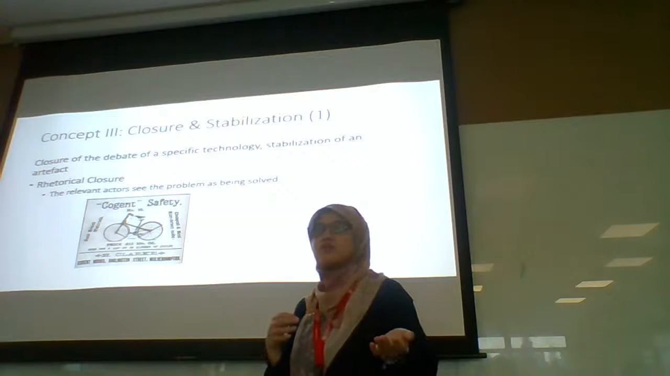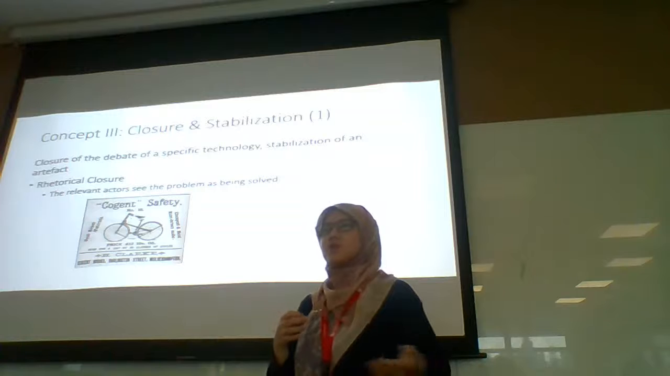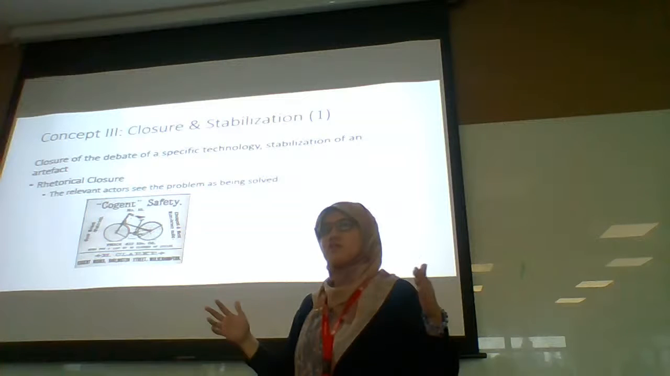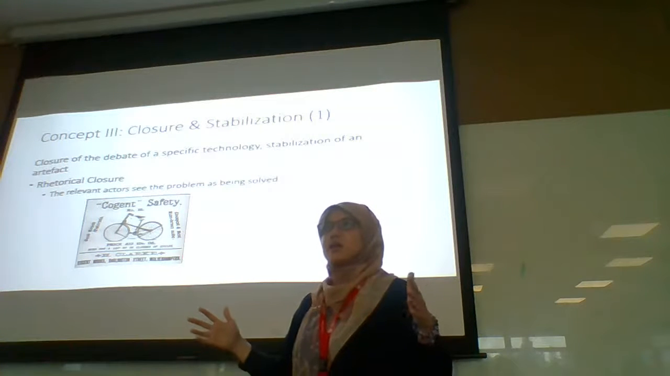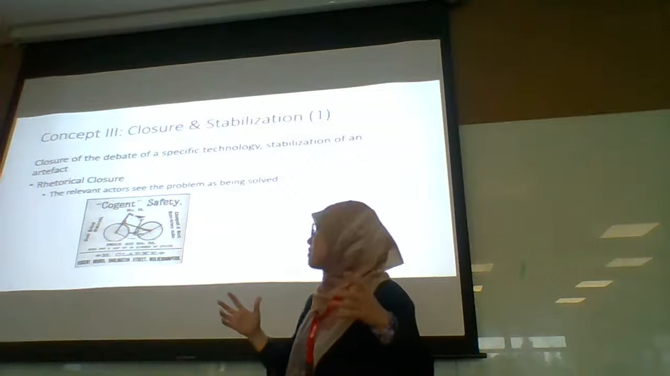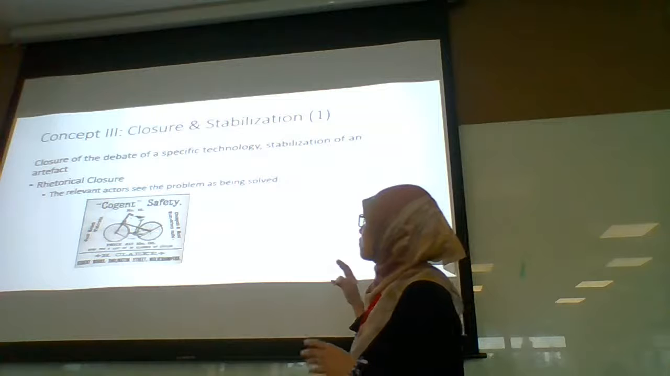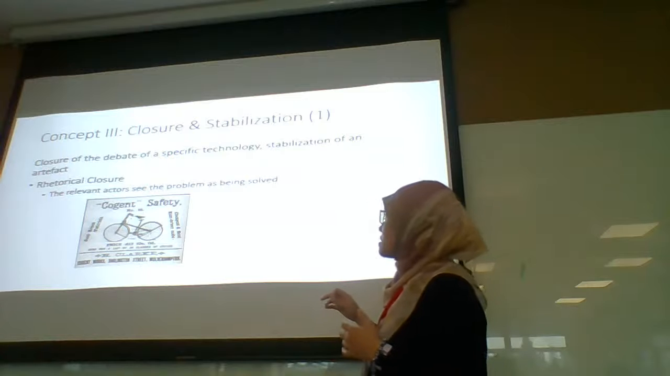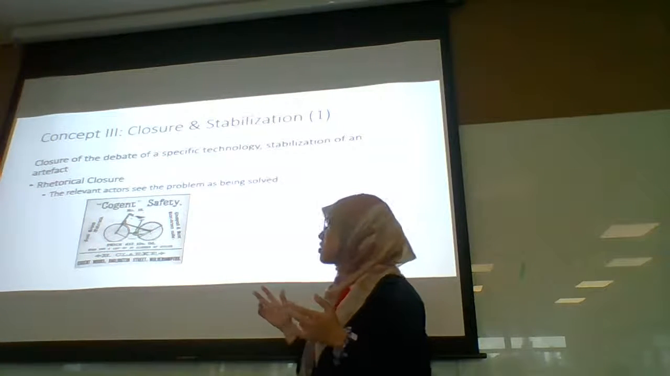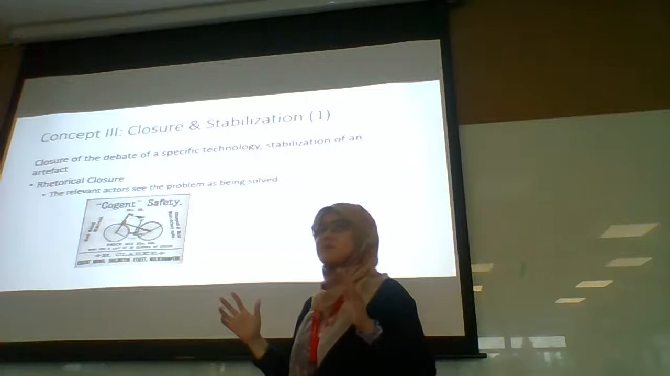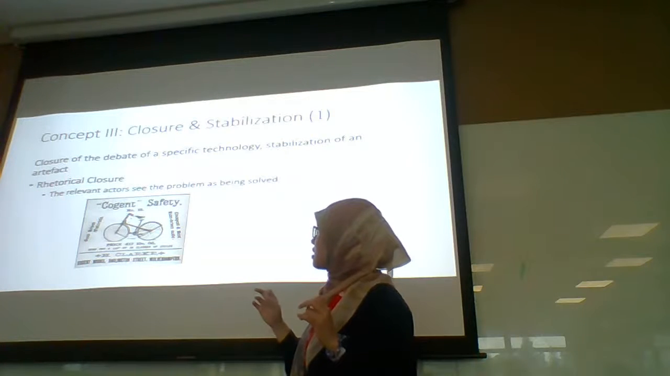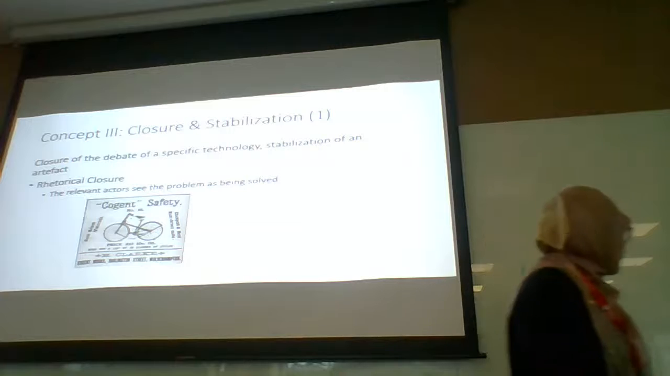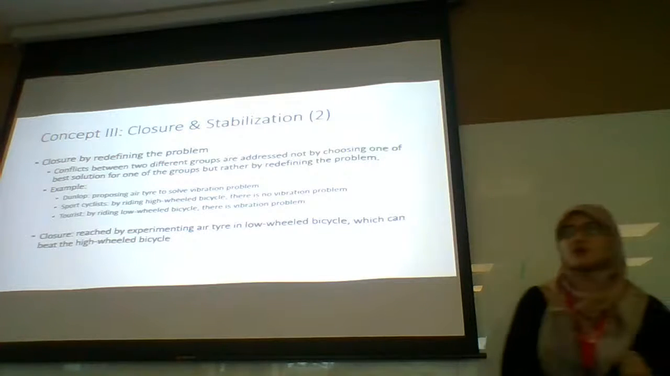In one month from now, we really don't know what the approach will be. But for the current situation, the stabilization refers to a set of protocols being followed by the people, and that is what keeps us together. So there are two types of closure. One is rhetorical, where the relevant actors see the problem as solved. It can be a social type of closure where there's a debate on something and people agree on having the solution settled. And the other one is basically by redefining the problem.